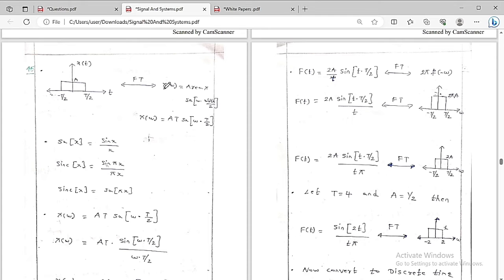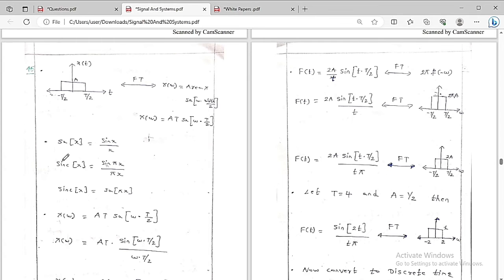So what is the Fourier transform of this? X of omega is equal to area into Sa of omega into width by 2, as I already told you for a rectangular pulse. If it is a triangular pulse, the Fourier transform is area into Sa squared of omega into width by 4. So for this rectangular pulse, X of omega is area into Sa of omega into width by 2. What is the area? A into T. What is the width? It is T. So we can say A T into Sa of omega into T by 2.